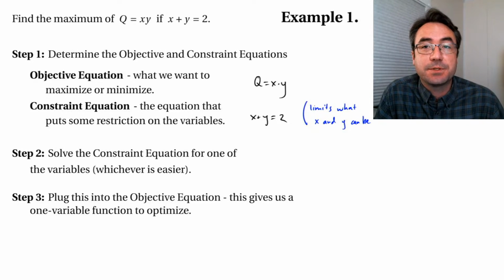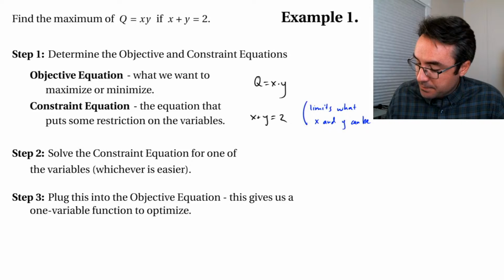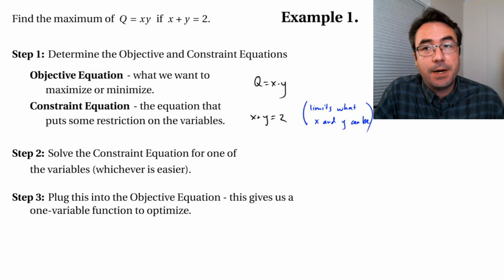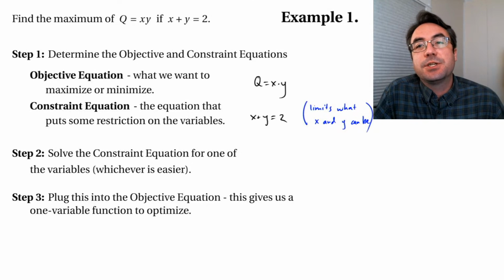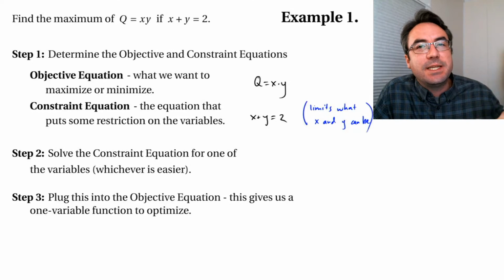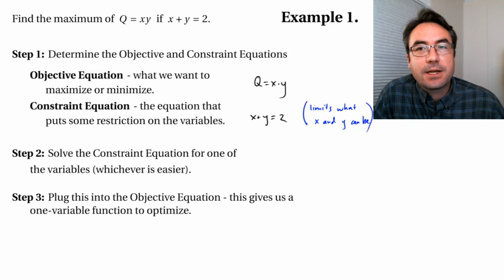So in this case, our variables are x and y. The objective equation is the thing you want to find the maximum or the minimum of. And the constraint equation puts some restriction or limitations on the actual problem.